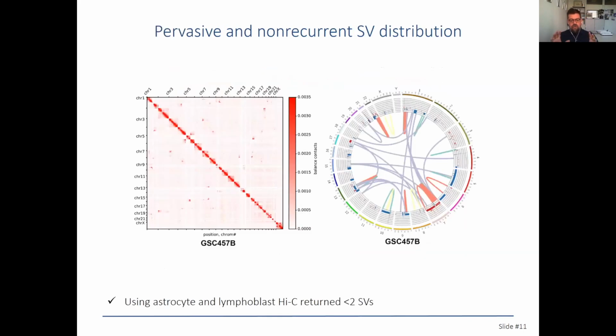Now, I'm going to show you one example from one of these patients. So this is our line 457. And I think you can appreciate in this Hi-C map that you see all the different chromosomes one after the other, from 1 to chromosome X down there. And you have all this signal off the diagonal.